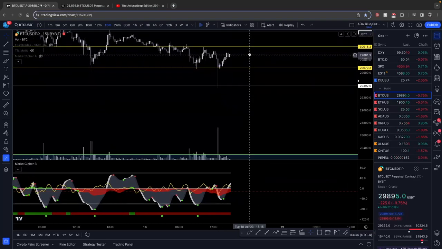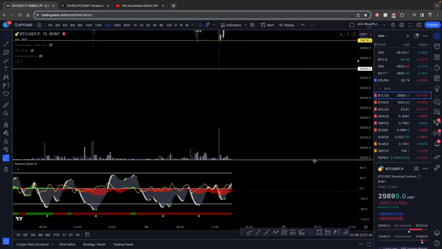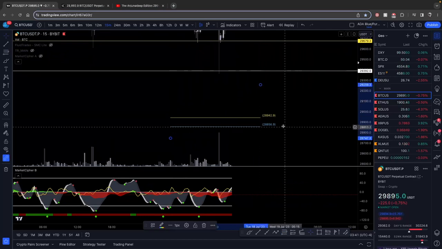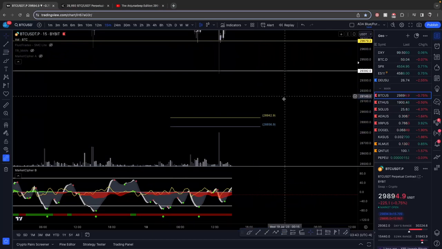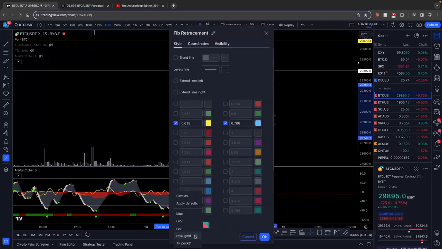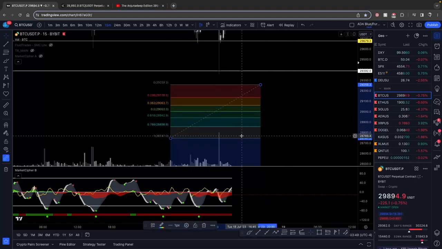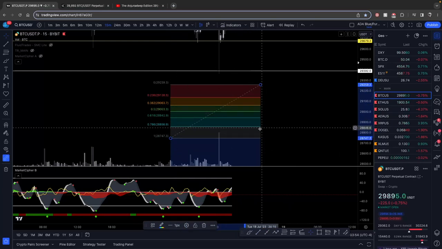I'm not sure if you want to do that right now, but my next video is going to be a fib level thing, so I'll explain it more in detail. But this is how your default fibs look. I'll show you how to draw it and where to draw it from.